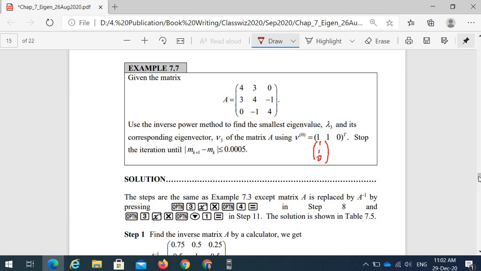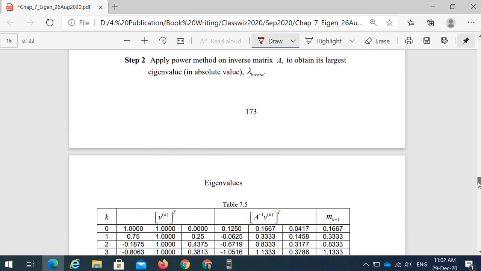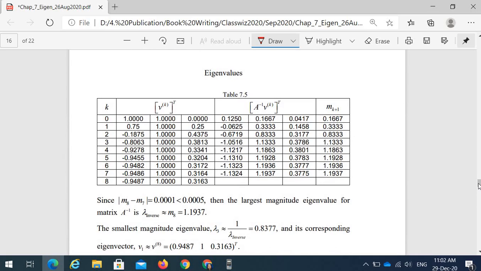Okay, so first step, fill in the V node in our table. So this is V node 1, 1, 0, because this is Vk transpose. K starts from 0, so this is V node. And then you do the power method on A inverse. So do the matrix multiplication of A inverse times V node. So the result is here.